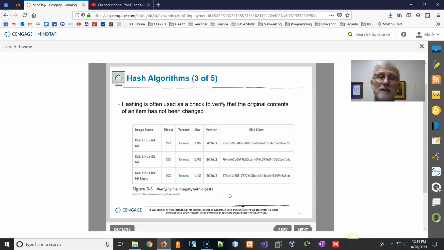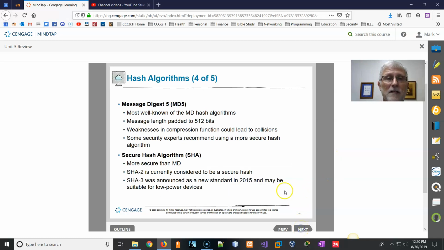Now, hashing is often used to verify that the contents you've downloaded have not been changed. When you download some software off the internet, sometimes you'll see a hash sum number similar to what you see here, so you know it's unique. Somebody can say, okay, what's the hash of Kali Linux 64? That number should be identical. If you download it and it doesn't match, you probably got some integrity issues that you need to take care of.